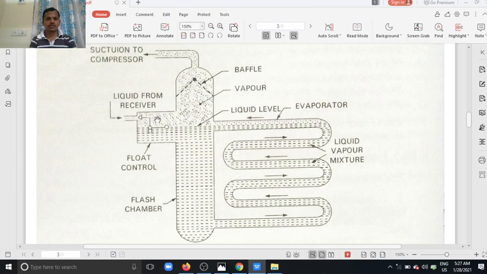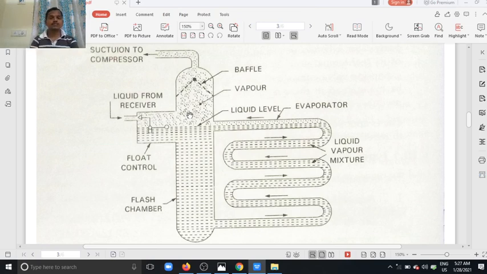When the refrigerant level increases and reaches the maximum level, at that time this valve closes the flow. When the refrigerant level is low, at that time this valve opens and the refrigerant enters into the flash chamber. So this flash chamber separates the flash, that is liquid refrigerant and vapor refrigerant. So the vapor refrigerant is collected in the flash chamber.